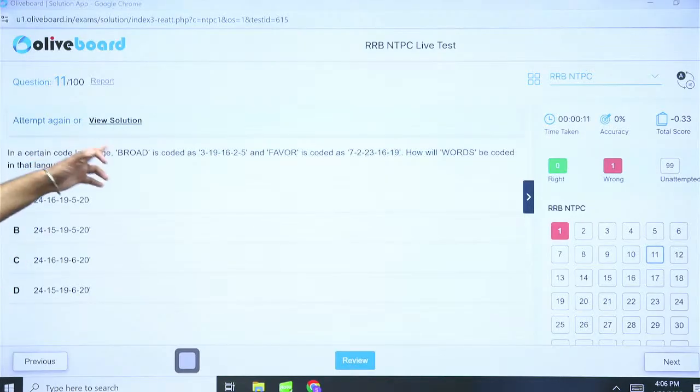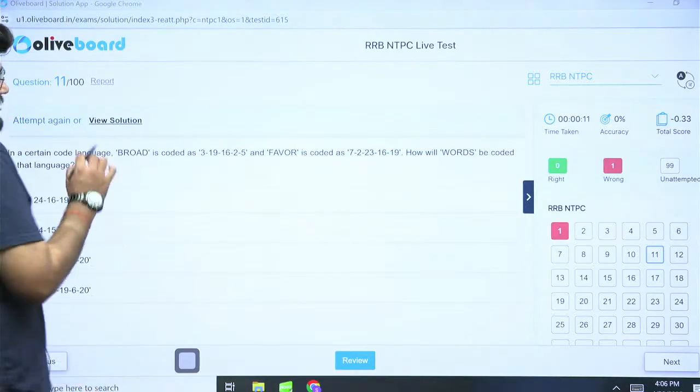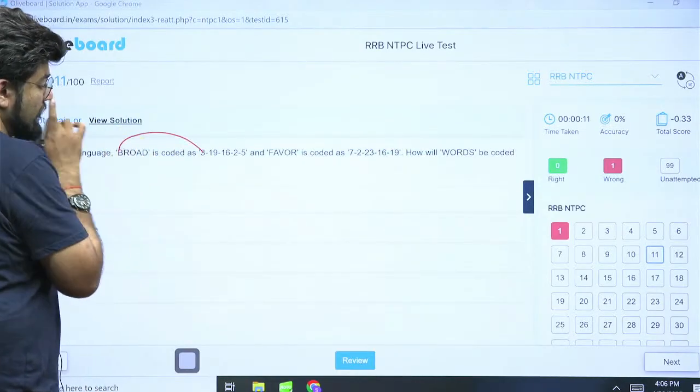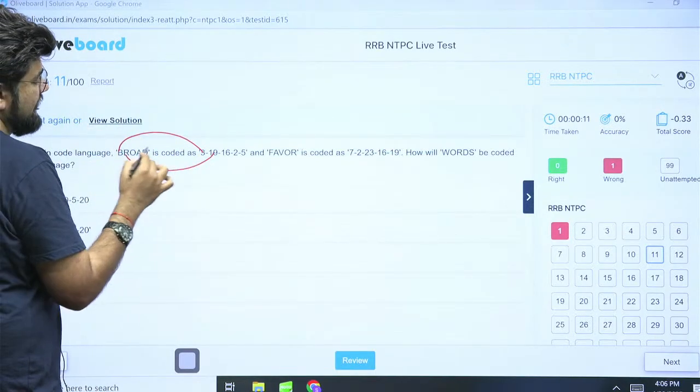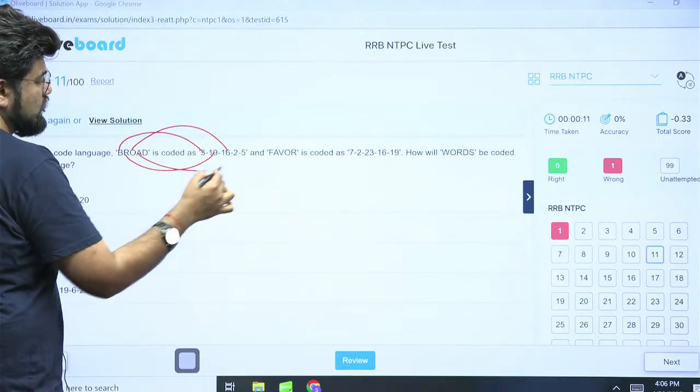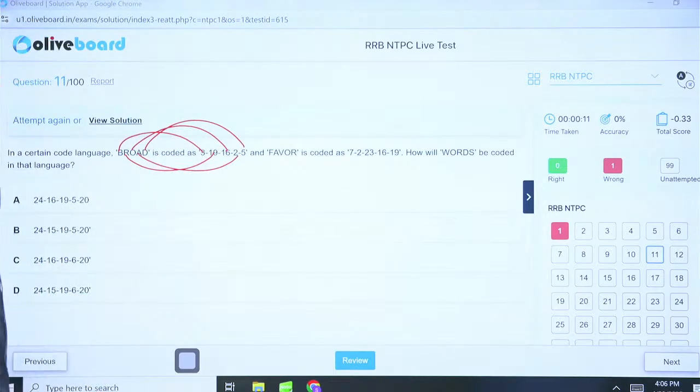See, broad is coded as 3, 19, 16, 2, 5. So what is happening here? 2 minus 1 is 3. Sorry, 2 plus 1 is 3. 18 plus 1 is 19. 15 plus 1 is 16. 1 plus 1 is 2. And D plus 1, 4 plus 1 is 5.